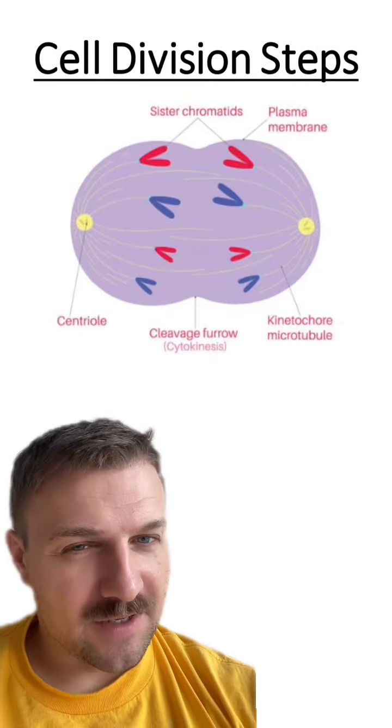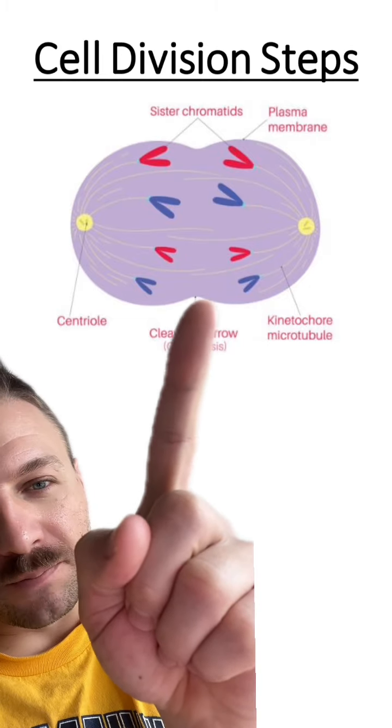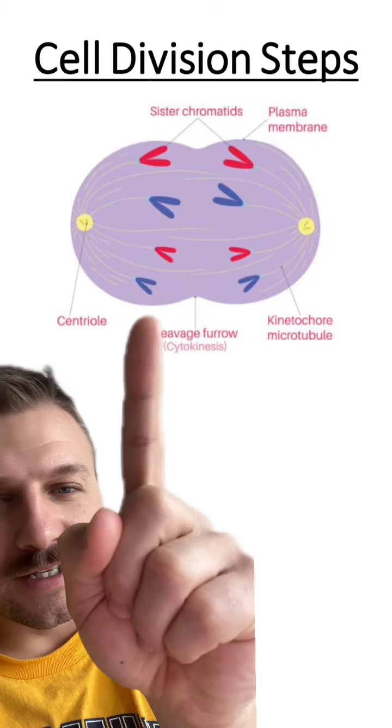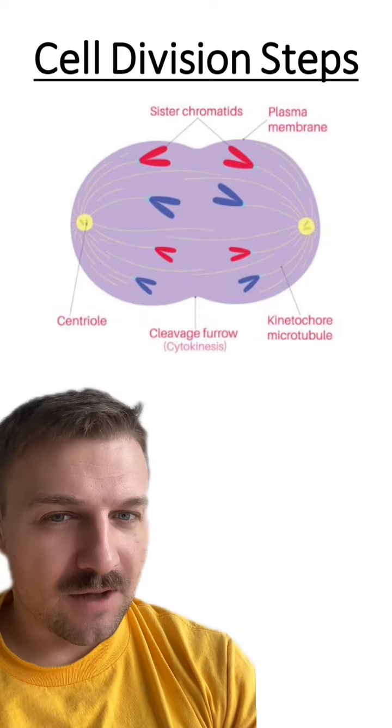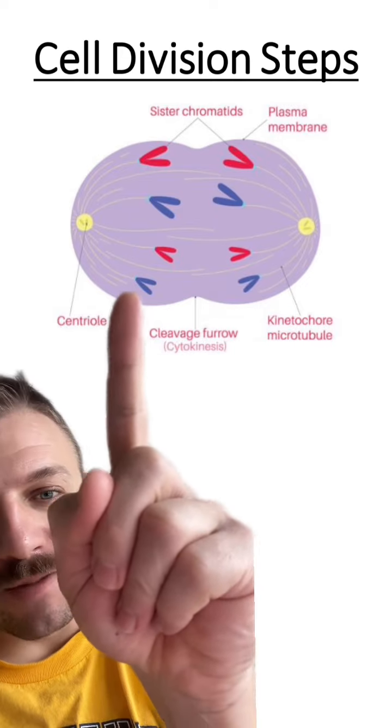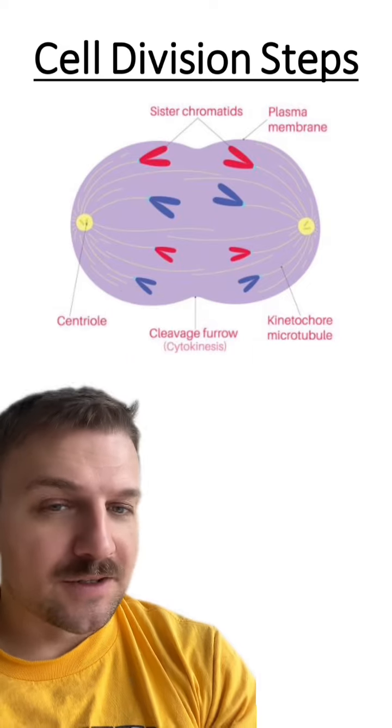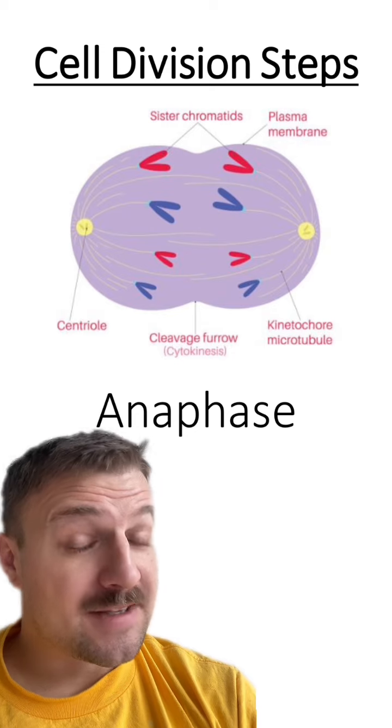All right, here's our next phase. You can see the chromosomes have been pulled apart from the middle and each chromatid is migrating to the opposite poles of the cell. And this is occurring by the spindle fibers shortening, tearing those chromatids apart. So this phase is known as anaphase.